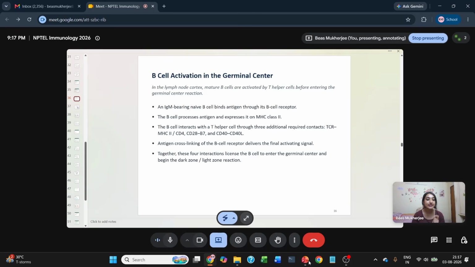The second one is CD28 and B7 interaction. The third one is CD40 and CD40L interaction. These are once again co-receptor interactions, right? Now we have antigen cross-linking of the B cell receptor delivers the final activating signal. And then together these four interactions license the B cell to enter the germinal center and begin the dark zone light zone reaction. So we are going to look into this in detail now.